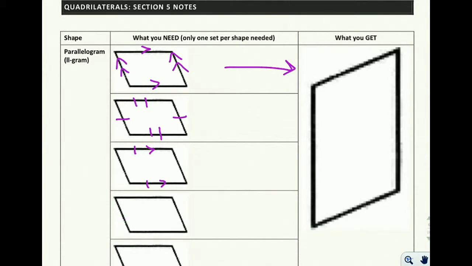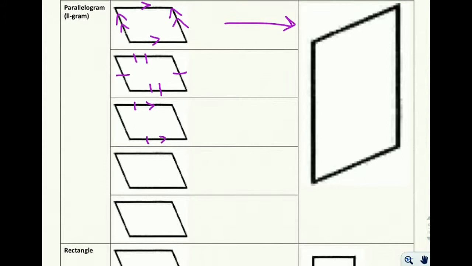Another way that you could guarantee that you have a parallelogram is by looking at the diagonals. If the diagonals bisect each other, they cut each other in half, that is enough to guarantee that you have a parallelogram. Parallelograms will always have their diagonals cut each other in half. And then the last one is looking at opposite angles. If the corner angles are both equal to each other and the other corner angles are both equal to each other, that will guarantee that you have a parallelogram.